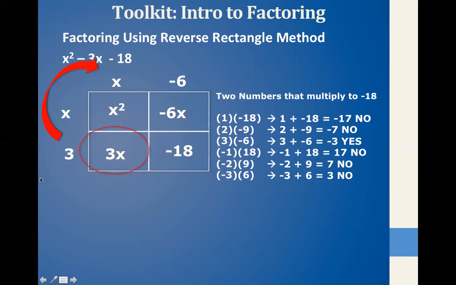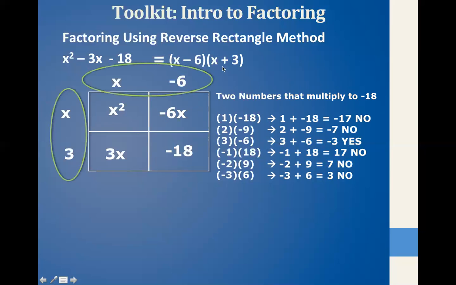So that works. Now I've filled everything out, so I'm just going to double check. x times x is x squared, yes. This box, negative 6 times x is negative 6x, yes. This box, negative 6 times 3 equals negative 18, yes. This box, 3x equals 3 times x, yes. Everything checks out, so now I'm going to write my factored form. I'm going to take the width and the length, x minus 6 and x plus 3, and write them as my factors.